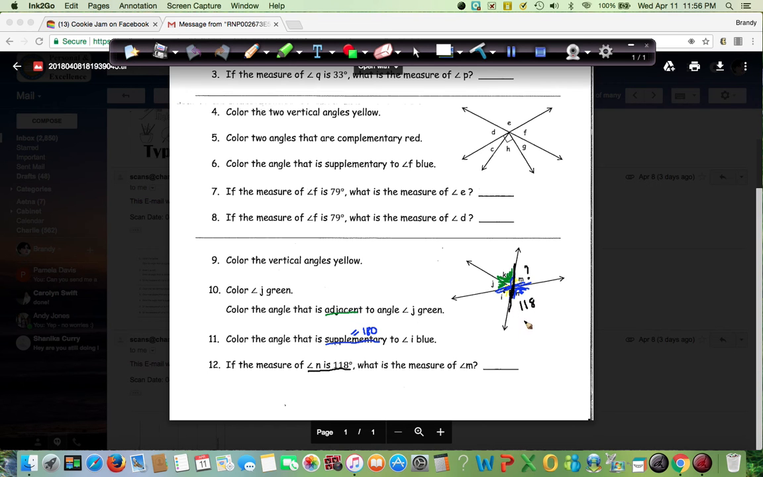So, what do we know about supplementary angles? Yep. Right here, number 11, we did it. They have to equal 180. So we have 180 minus 118. And that'll give you the measure of angle M right here.